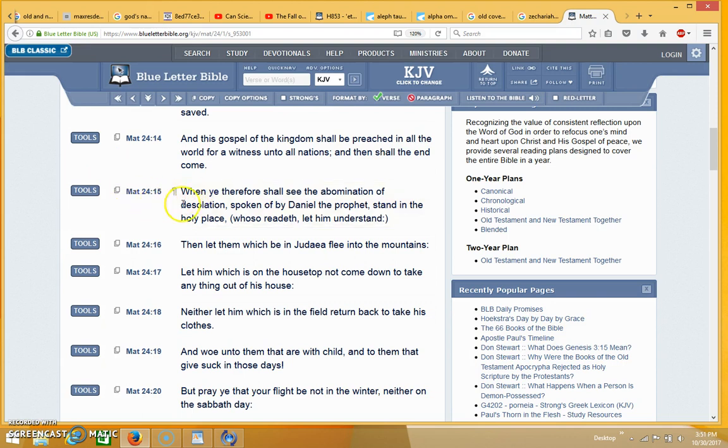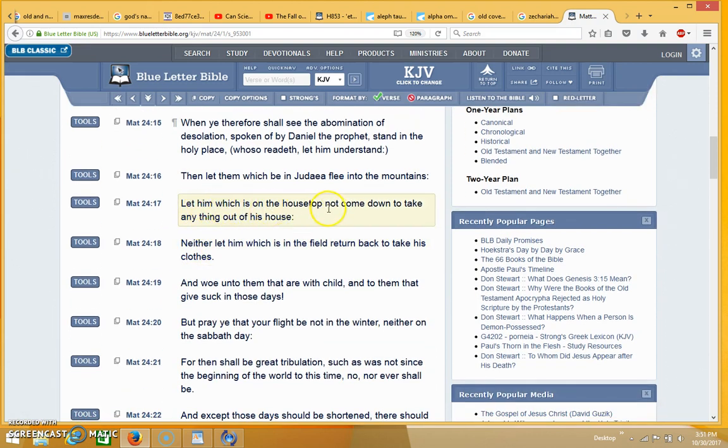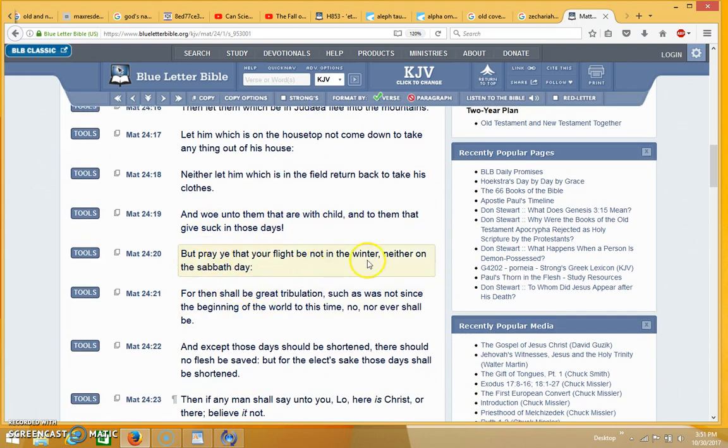Okay, and you can see that here in Matthew 24, where it says, "When ye therefore shall see the abomination of desolation spoken of by Daniel the prophet stand in the holy place, whoso readeth, let him understand. Then let them which be in Judea flee to the mountains. Let him which is on the housetop not come down to take anything out of his house, neither let him which is in the field return back to take his clothes. And woe to them that are with child, and to them that give suck in those days. But pray that your flight be not in the winter, neither on the Sabbath, for then shall be great tribulation, such as was not since the beginning of the world to this time, no, nor ever shall be."